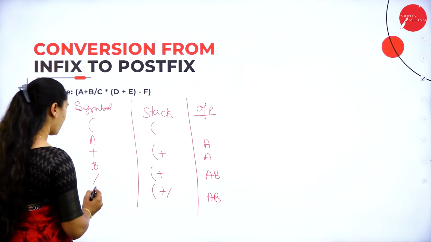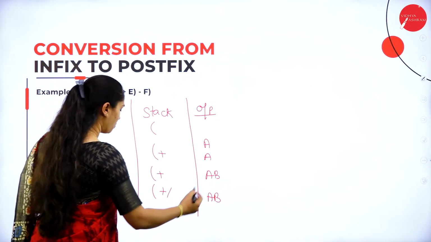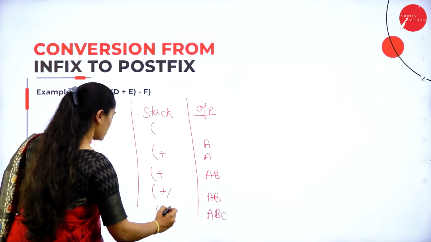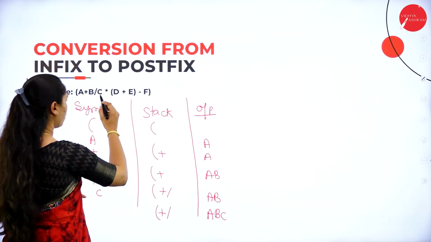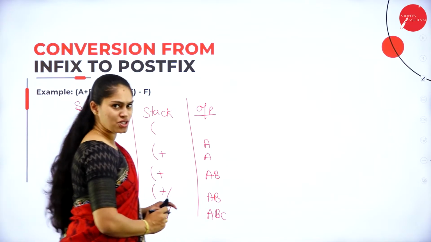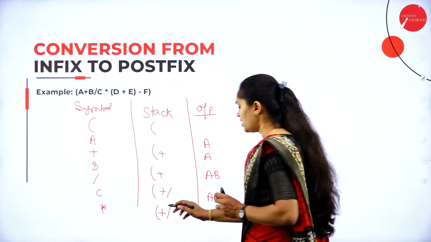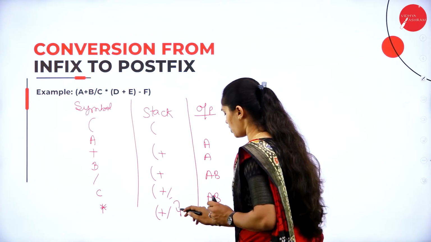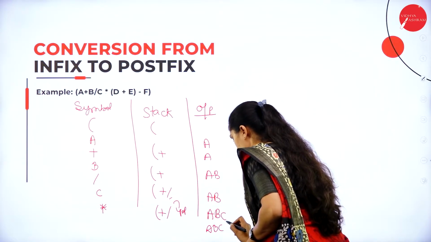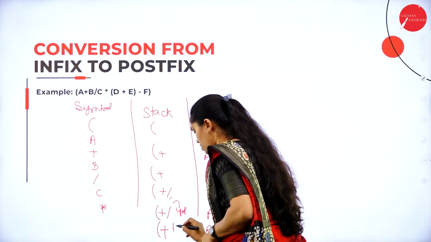Next we have an operand called C. If it is an operand, it needs to be stored to the postfix expression. So here A, B, C remains the same. Next, after the C we have a multiplication symbol. Already I have a division symbol here. Both have the same priority. Both cannot be placed together. So this division symbol should be popped out. Then the expression will be like A, B, C, divide. Okay. So now I can insert this star to the stack.